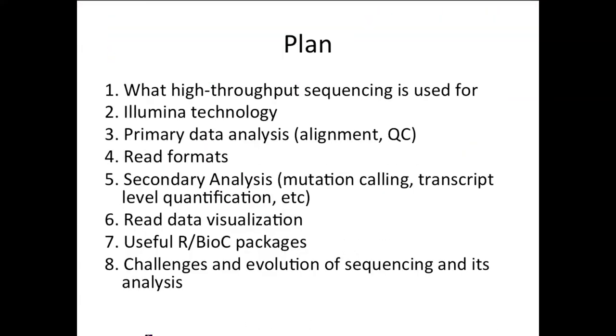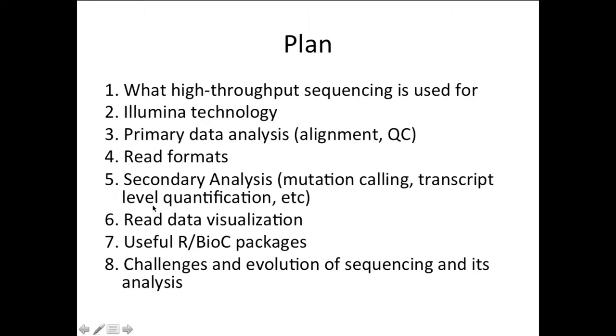I'm going to give you a very short introduction about what high-throughput sequencing is used for. We're going to talk about Illumina technology, because that's the sequencing technology that most people use. More than 80% of the market in terms of sequencing is Illumina's. We're going to talk about primary data analysis, which is basically alignment and quality control. We're going to talk about the format in which the short reads that come out of the sequencers are stored for analysis. We're going to talk about secondary analysis, which is the actual biological analysis that you do on deep sequencing data.